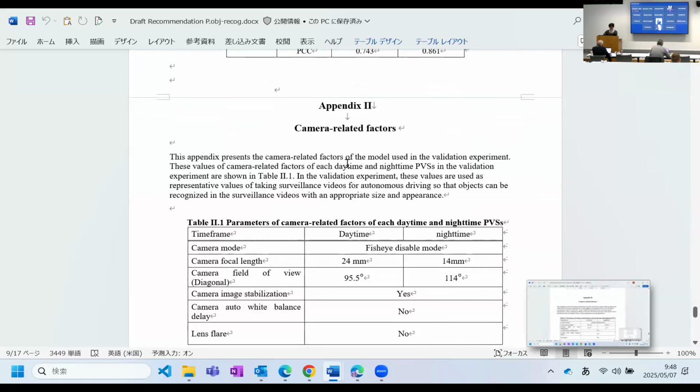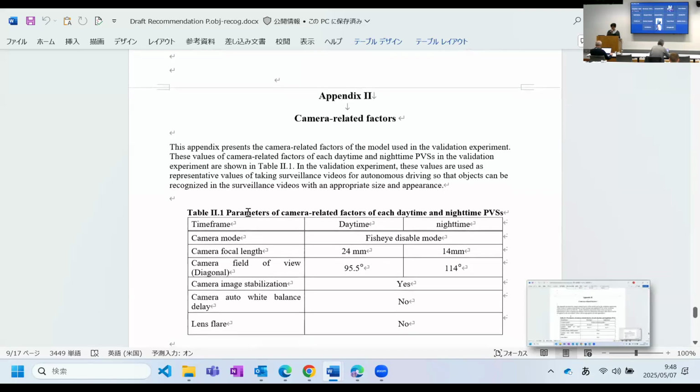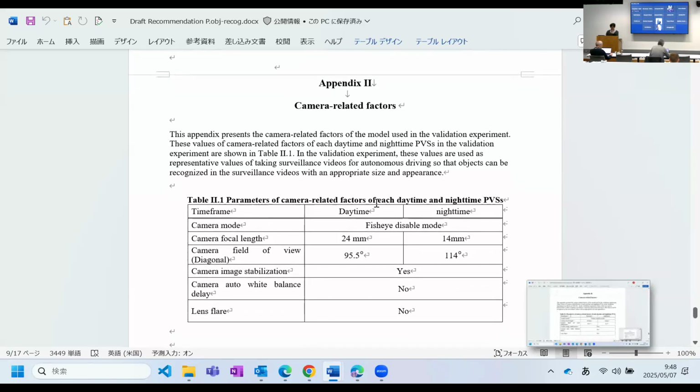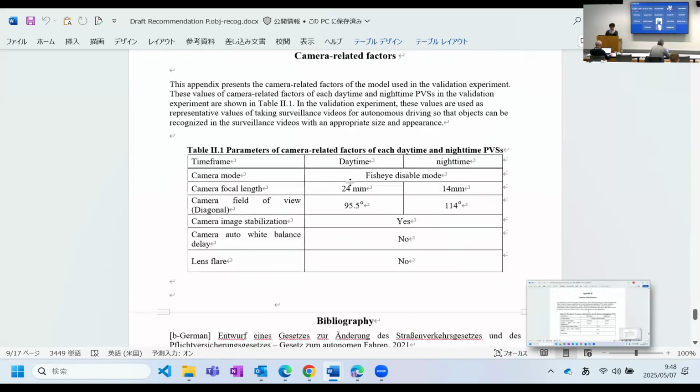And appendix 2 has the camera-related factors. This appendix presents the camera-related factors of the model used in the validation experiment, and the values of camera-related factors for each daytime and nighttime period in the validation experiment are shown in Table 2.1. In the validation experiment, these values are used to represent taking surveillance video for autonomous driving, so that objects can be recognized in surveillance videos with an appropriate size and appearance.